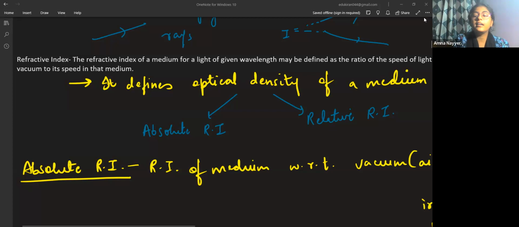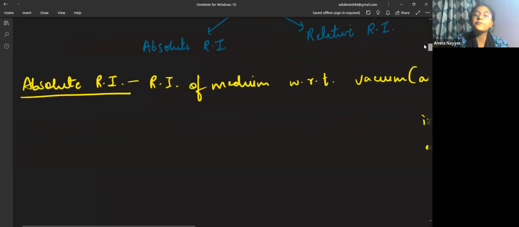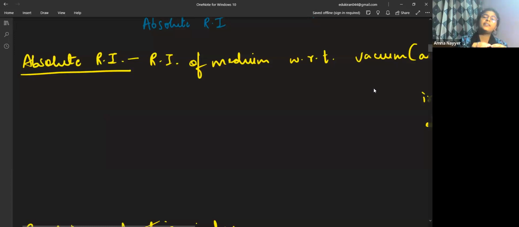When I say absolute refractive index, this is the refractive index of a medium with respect to vacuum. If out of the two media, one medium is air or vacuum, then this is the case of absolute refractive index. If both the media are unknown, medium 1 and medium 2, that is relative. We represent it either through n or mu.